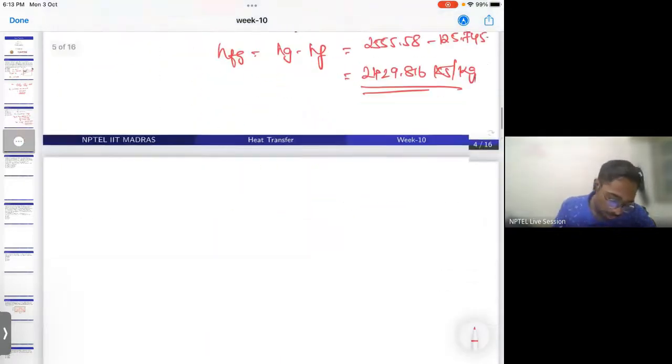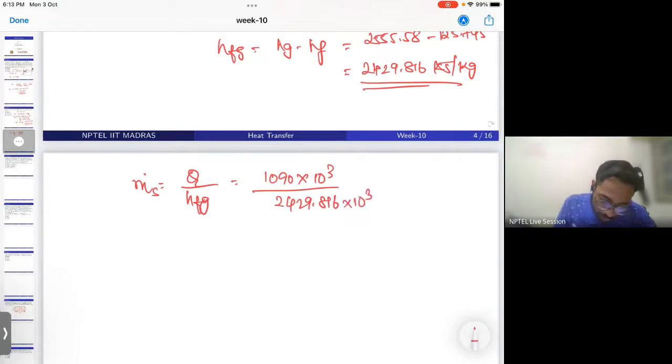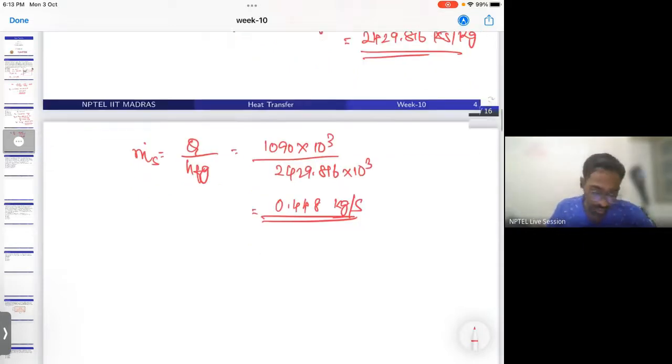Now it's simple, just equating, that is Q divided by hfg for steam. Q is 1090 into 10 raised to 3 divided by 2429.816 into 10 raised to 3. So you get this answer as 0.4481 kilogram per second. This is the rate at which the steam is condensing.